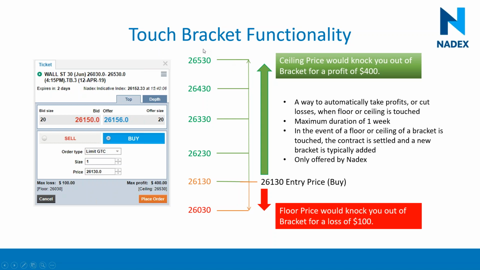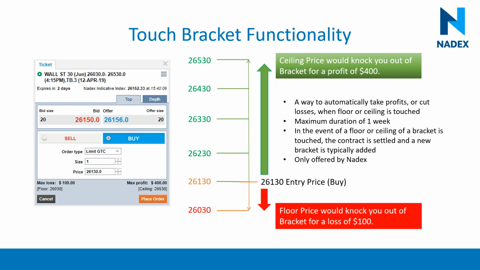Right? So if I'm long, if I'm buying, if I think the market's going to go up, my worst case scenario is that the market drops and it hits 26,030. If it does, that contract gets knocked out. It's automatically expired at that price. Similarly, if I buy at 26,130 and the market makes a quick move up and goes to 26,530, that's going to lock in my profit. So when you're buying, the floor is your maximum risk, the ceiling is your maximum profit potential.